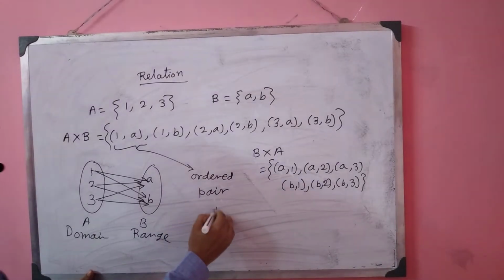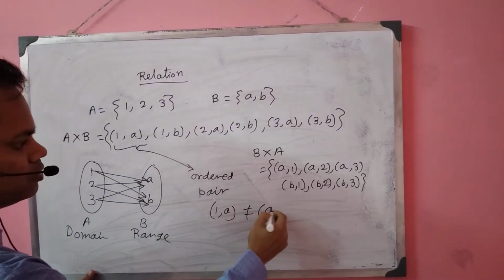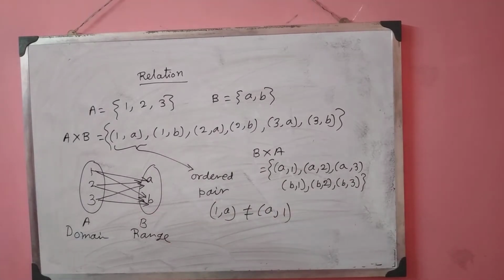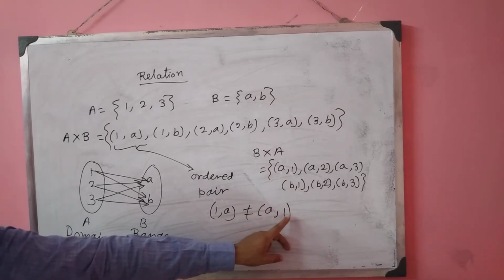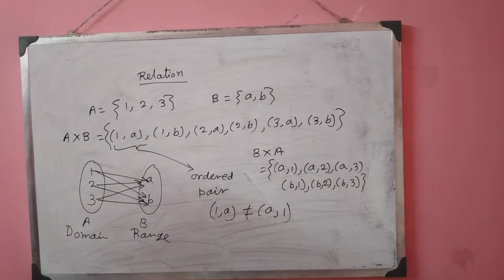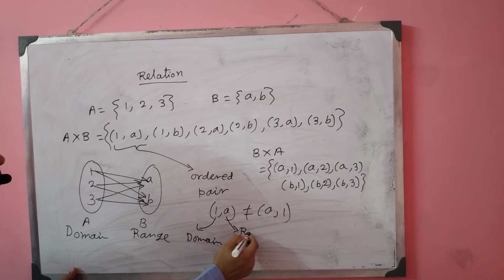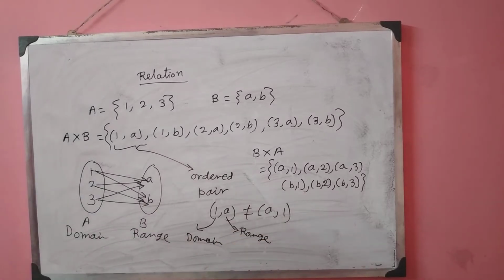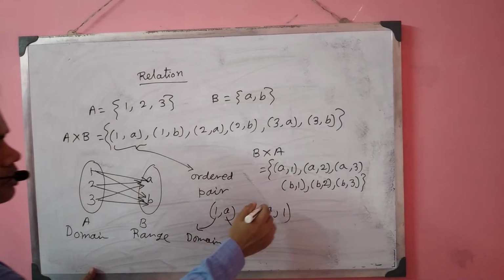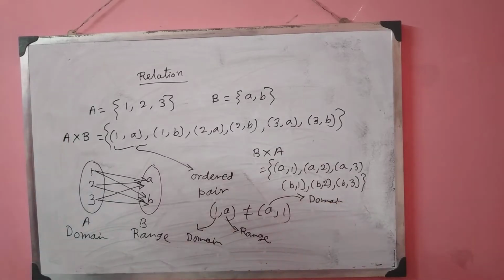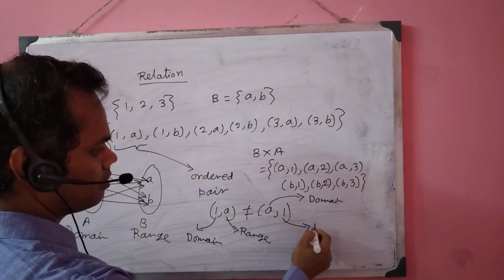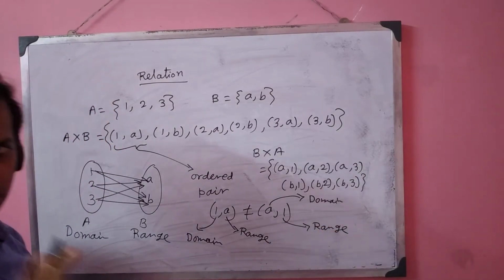Now (1,a) is not equal to (a,1). Here 1 is the first element and a is the second element, and for (a,1), a is the first element and 1 is the second element. Or we can say here 1 is the domain and a is the range. And in the next case, a is the domain and 1 is the range.